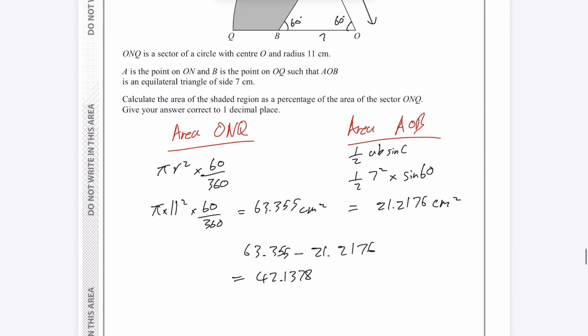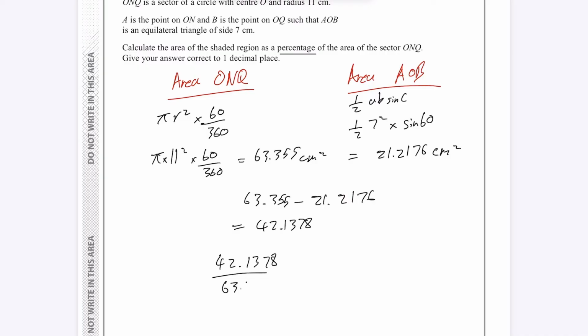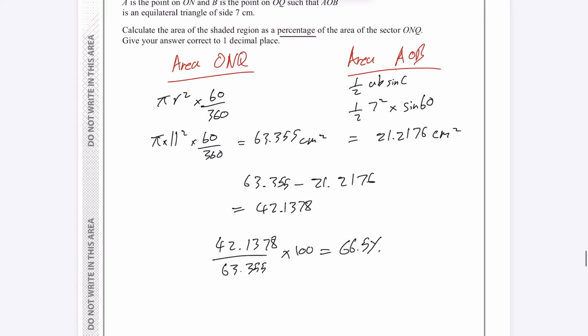and that is 42.1378. Now notice the question said calculate the area of the shaded region as a percentage of the area of O and Q. So that's going to be 42.1378, divide that by 63.355, times that by 100, and that is 66.5% to one decimal place.